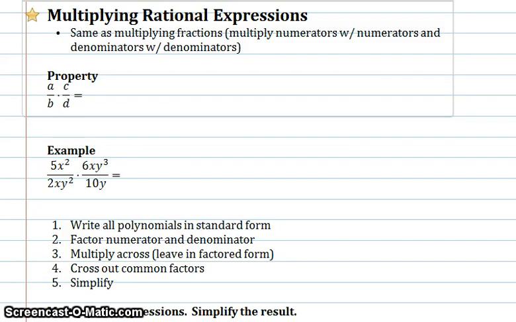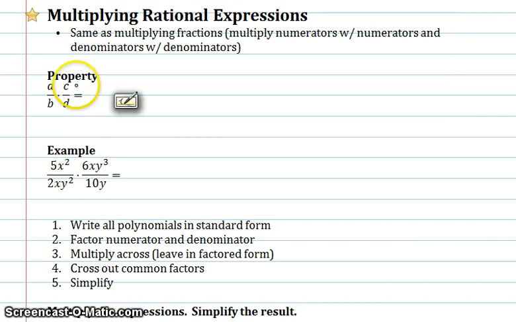Okay, so now we're going to talk about multiplying rational expressions. This is really fun because you've already done this before if you've multiplied fractions, okay? The rules don't change when we're dealing with rational expressions. So if we have a over b times c over d, we simply multiply across. So we take a times c, and then we take b times d on the bottom. So we have ac over bd, okay?